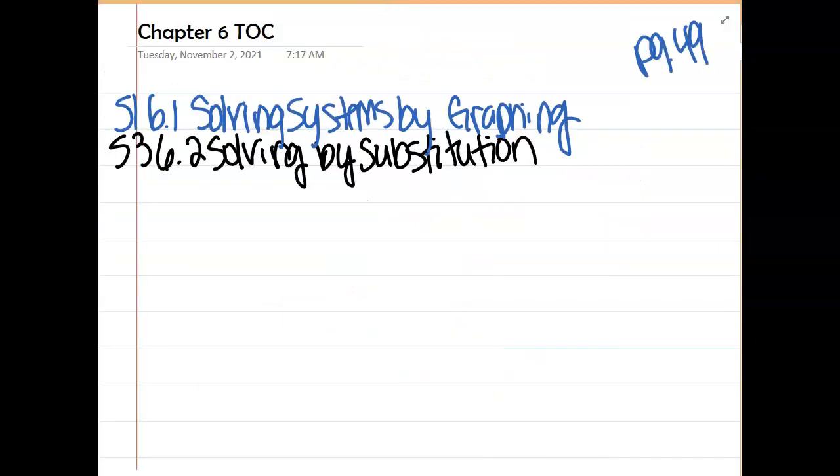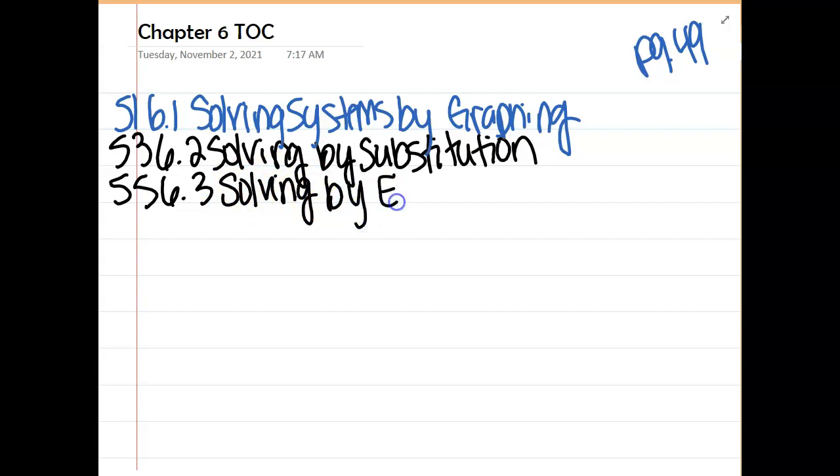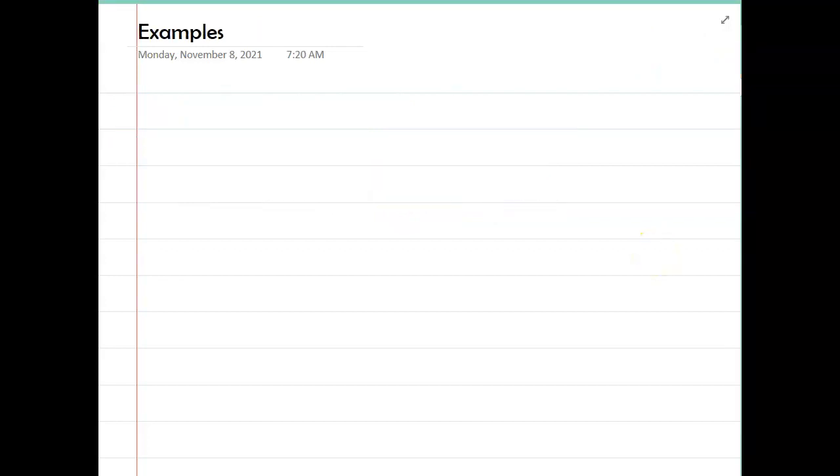Let's get this glued into page 55. This is 6.3. We are solving by elimination. A 5x and a -5x, or a 3y and a -3y. So we're trying to make them opposite coefficients if they are not already opposite coefficients.